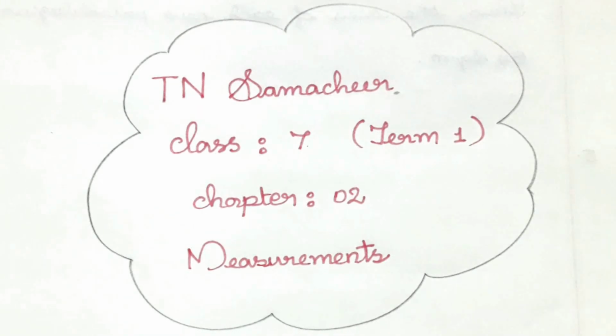Today we are going to see the next exercise of chapter 2, which is measurements. In the second exercise, we are going to learn about a four-sided closed figure, which is the rhombus. During the introduction, I said that we are going to learn about some more four-sided closed figures. So this week, in the second exercise, 2.2, we are going to learn about the rhombus. Clear? Yes.